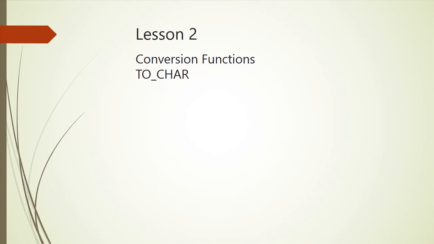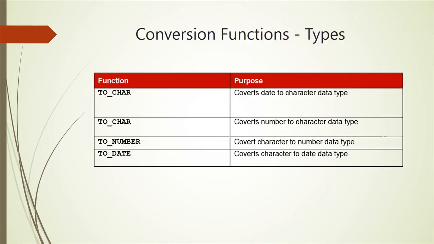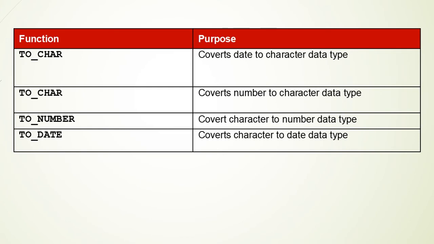Hello everyone and welcome to chapter 6 lesson 2, conversion functions using the TO_CHAR function. In the previous lesson we learned how Oracle performs implicit or automatic data type conversion. Here in this lesson we are going to learn how to use the TO_CHAR function to manually convert number or date to character. There are three functions that can be used to convert between date, number and characters.